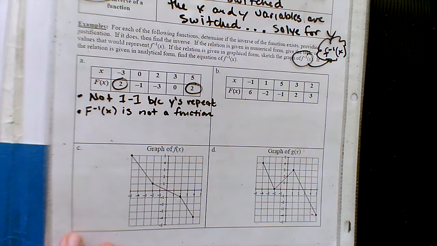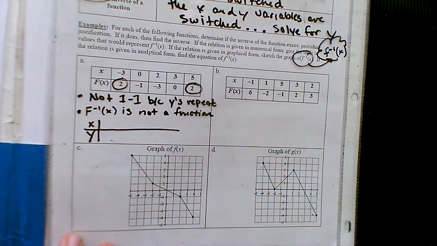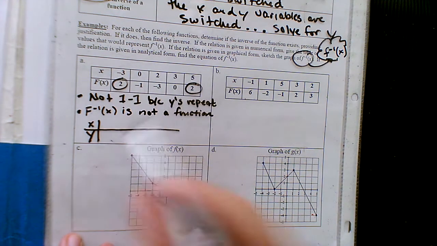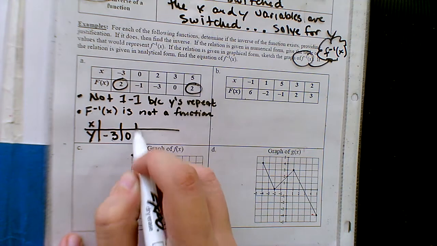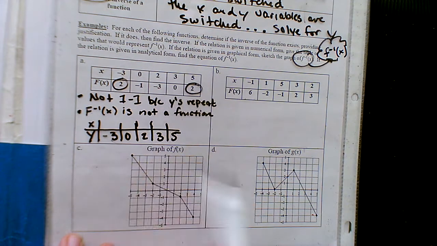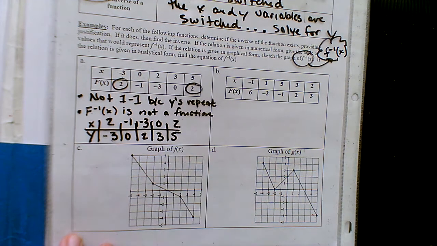All right, now we're actually going to find the inverse. And after we do it, we'll clearly be able to see why it's not a function. So we're going to create an inverse table, and we're going to switch the x and the y columns. The beginning x column should now be the y column, and the previous y column should now be the x column.